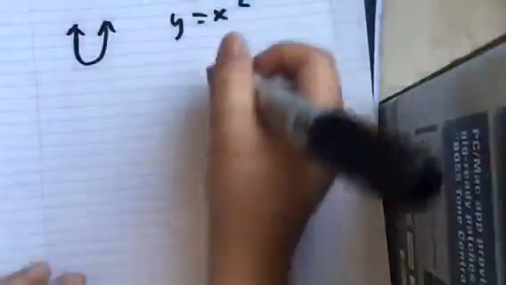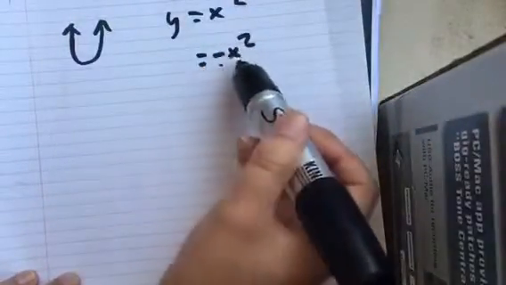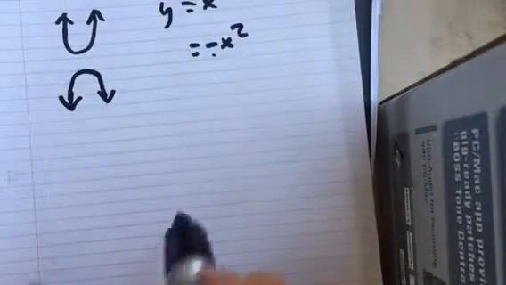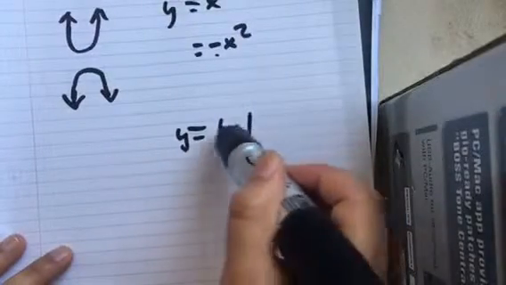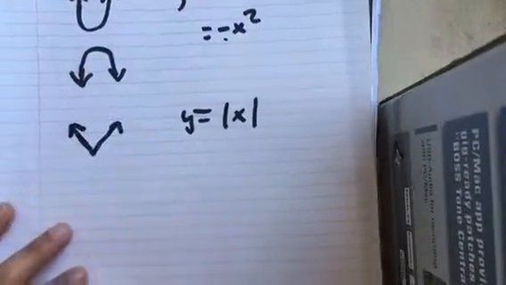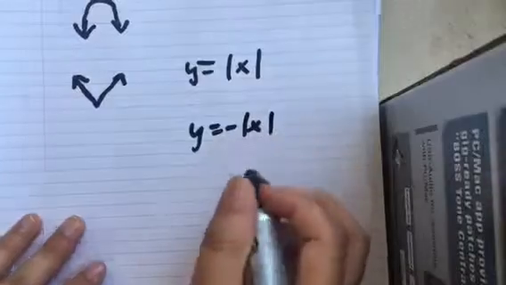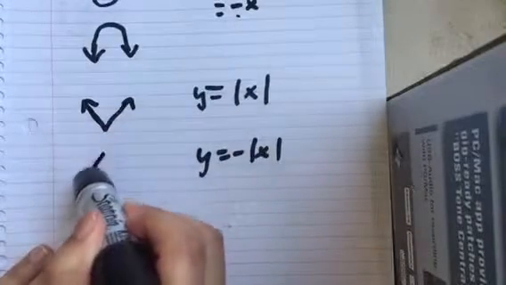So let's go over y equals x squared. You know that it would be a parabola. If it is a negative x squared, then it's still a parabola, but the negative means that the parabola goes down. If it is y equals the absolute value of x, this means that it would be like a V. If it is y equals negative absolute value of x, then it's the same as the parabola one: the V is going to go down.